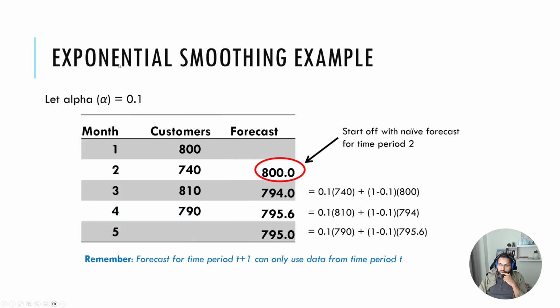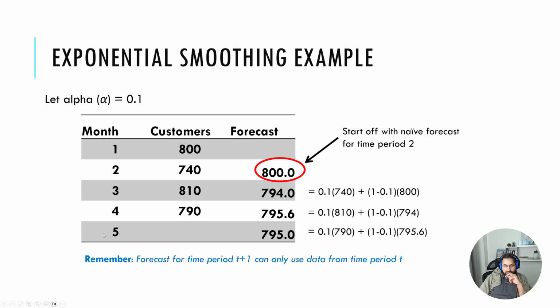Okay, so let's do this example. Alpha, given in the question, is 0.1. We have monthly data. We have the demand in terms of number of customers given to us for the first 4 months, and we have to forecast the demand for the 5th month. So time period t is 4 and t plus 1 is 5.